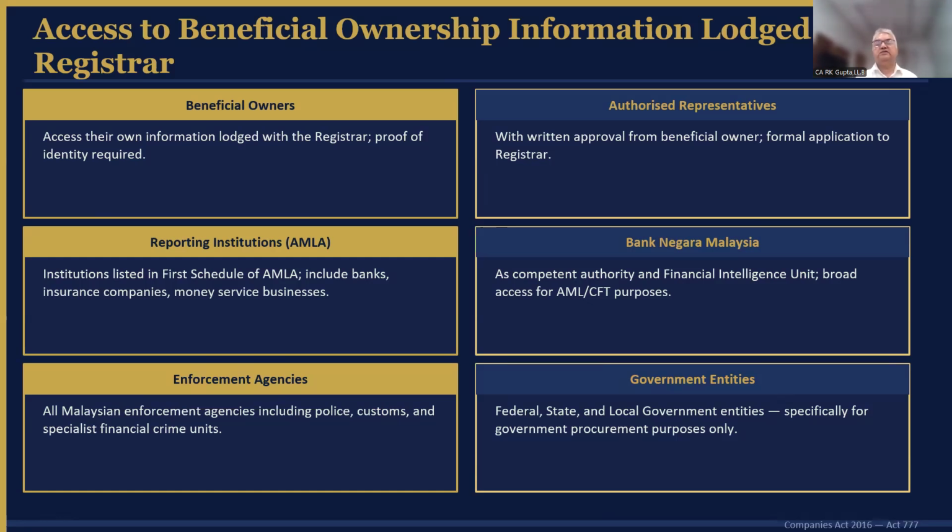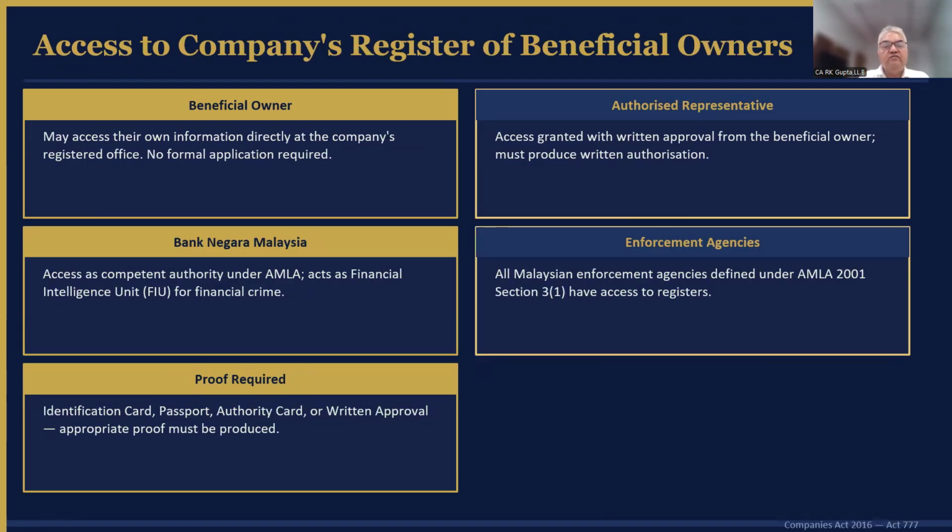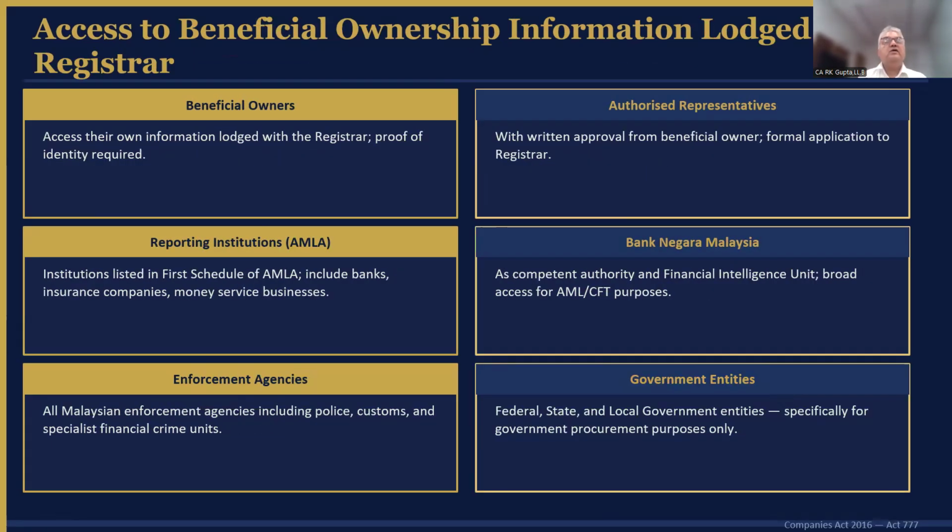Now, access to beneficial ownership information lodged with the registrar. First was the access to the company's register of beneficial ownership, where access was granted to various persons as per the provisions. Now, let us see the provisions regarding access to beneficial ownership information which is lodged with the registrar. Beneficial owners can access their own information lodged with the registrar, but proof of identity is required. In case of authorized representatives, they can access the records with written approval from the beneficial owner, and a formal application to the registrar has to be filed.